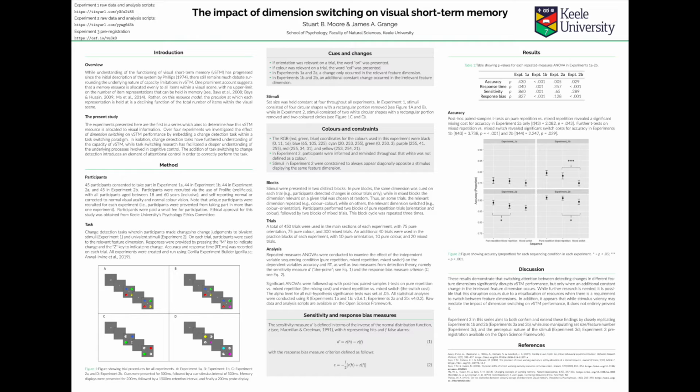The switching aspect instead related to which feature dimension was relevant on a given trial, with stimuli displaying color and orientation. So in pure blocks, the same feature dimension was relevant on all trials, for example, all color trials, while in mixed blocks, the relevant feature dimension could repeat, for example, consecutive orientation trials, or the relevant feature dimension could switch, for example, a color trial followed by an orientation trial.